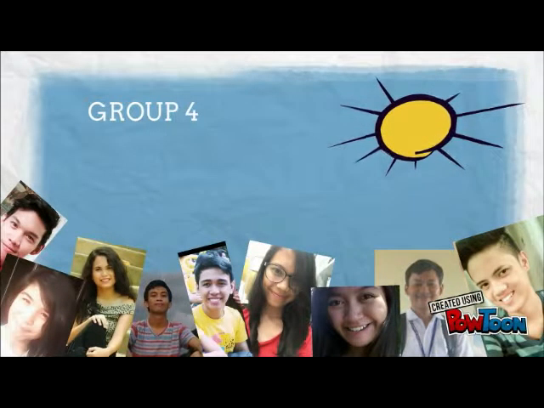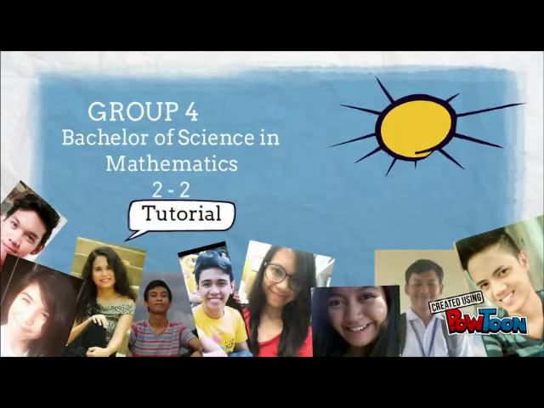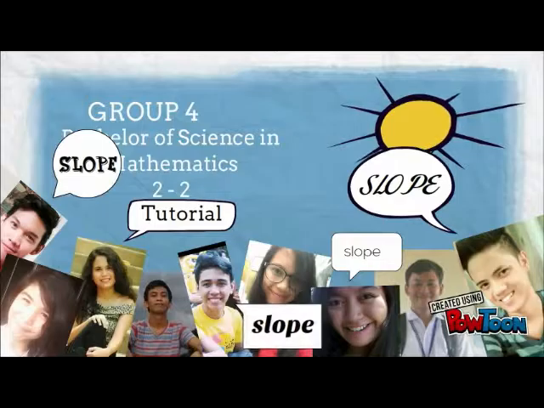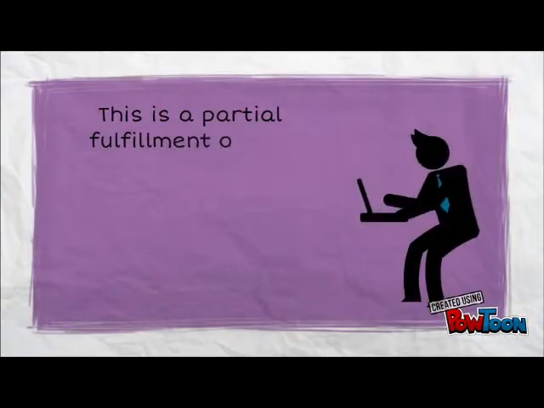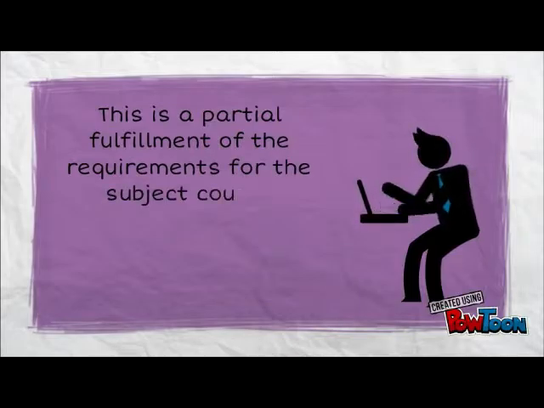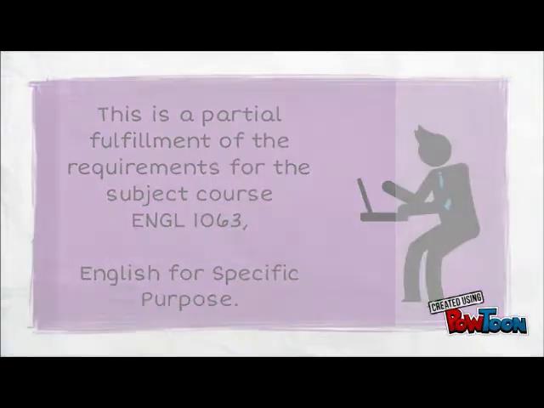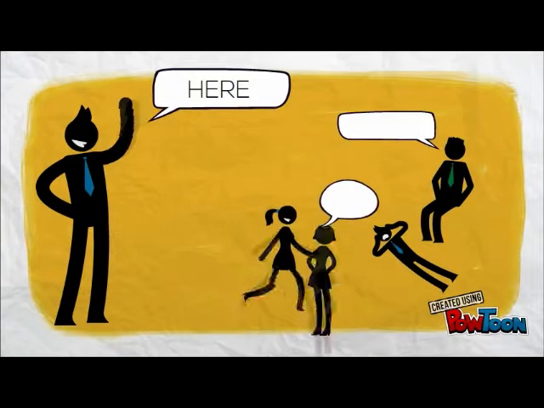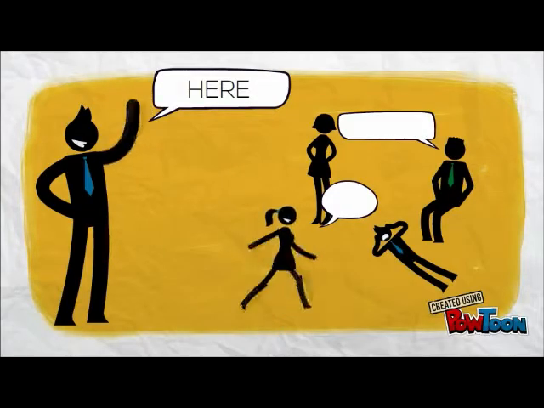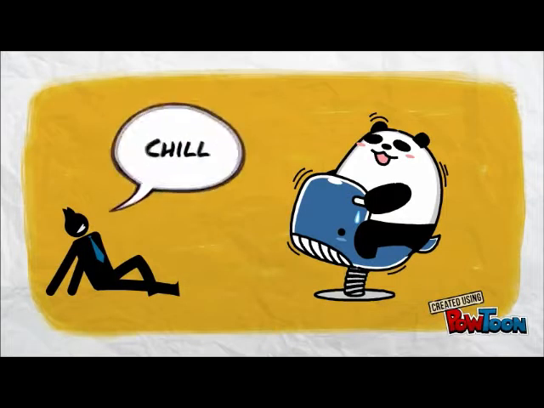Good day! This project is a wonderful work of Group 4 in BS Mathematics 2nd Year Section 2, and we were assigned to make a tutorial about slope. This is a partial fulfillment of the requirements for the subject course ENGL 1063, English for a Specific Purpose. Here, using animated effects as the medium of teaching, we assure our fellow students to learn math in an enjoyable way. So just sit back, relax, and learn.